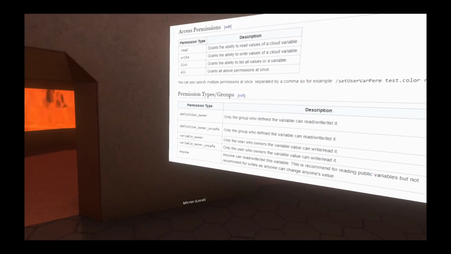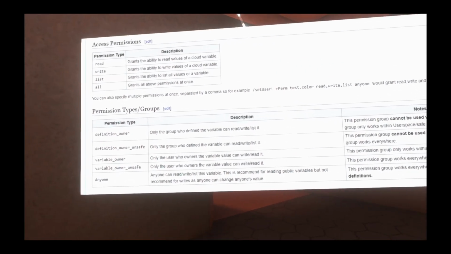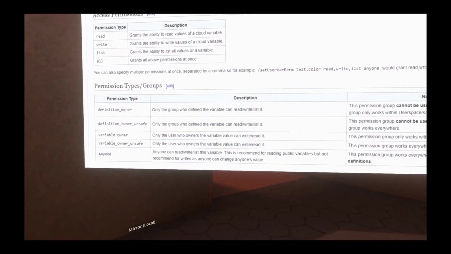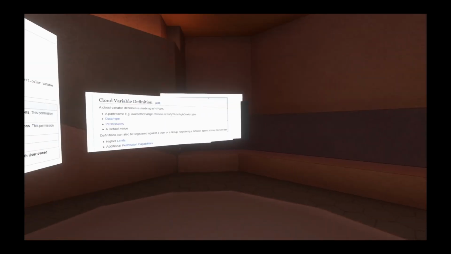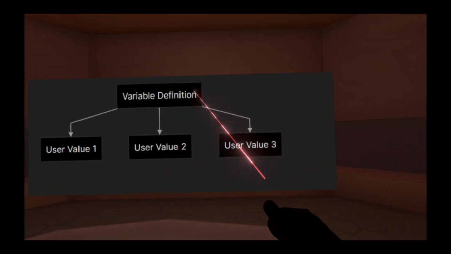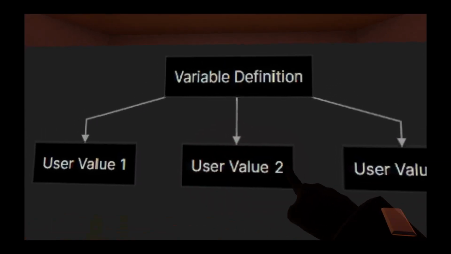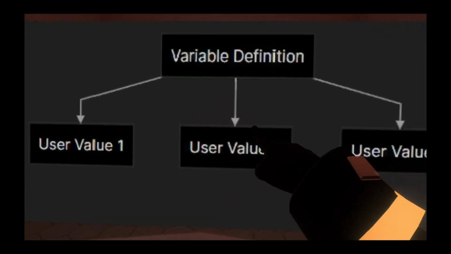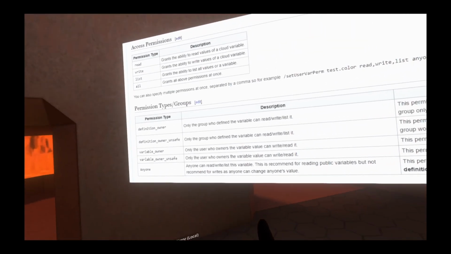Moving onwards to the other permission groups, we have variable owner, safe and unsafe. And that means only the person who owns the variable's value can read, write, list it, etc. By that we mean, sort through my diagrams here, that one, there we go, the person who owns this value. So again, this one I believe was Fruxius. Only Fruxius would be able to read and write this value if I'd set read and write to variable owner.